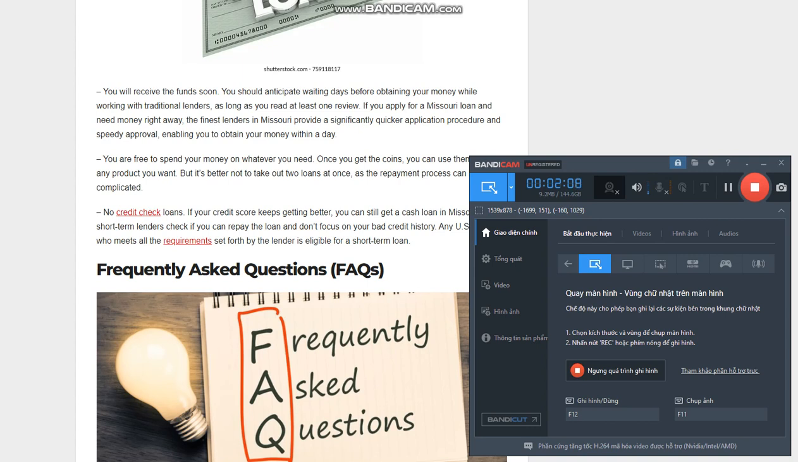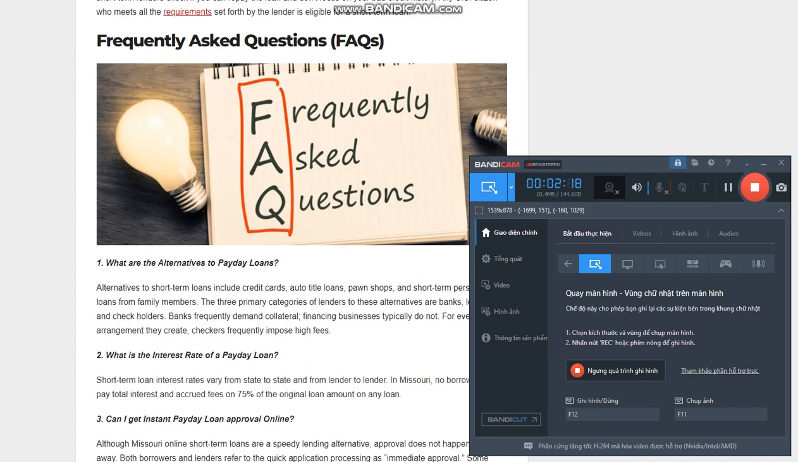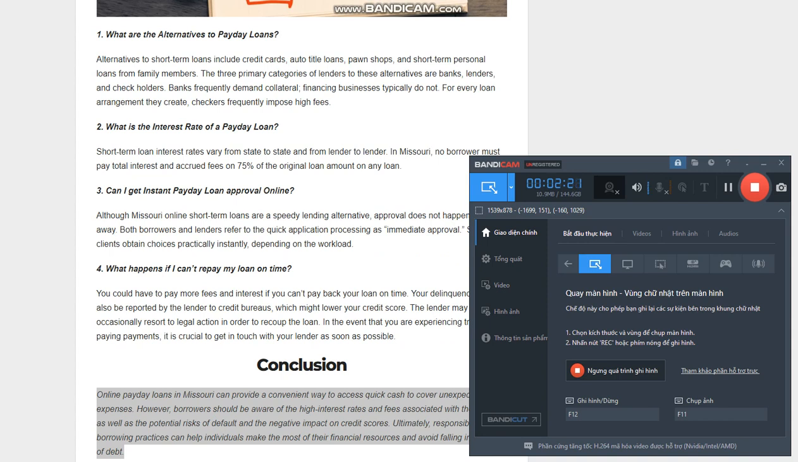Home improvement. Sometimes, home appliances need repair or replacement. You may need the services of a pest control professional, plumber, or electrician. What are the benefits of Missouri payday loans? You will receive the funds soon. You should anticipate waiting days before obtaining your money while working with traditional lenders. If you apply for a Missouri loan and need money right away, the finest lenders in Missouri provide a significantly quicker application procedure and speedy approval, enabling you to obtain your money within a day.